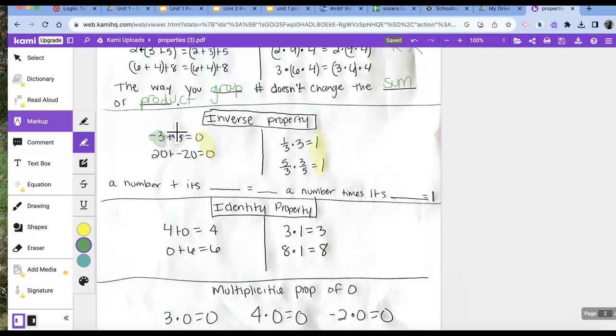opposites. -3 and 3 are opposites. 20 and -20 are opposites. So this property says anytime you add opposites, you're going to get 0. And over here, these numbers are related because they are inverses.